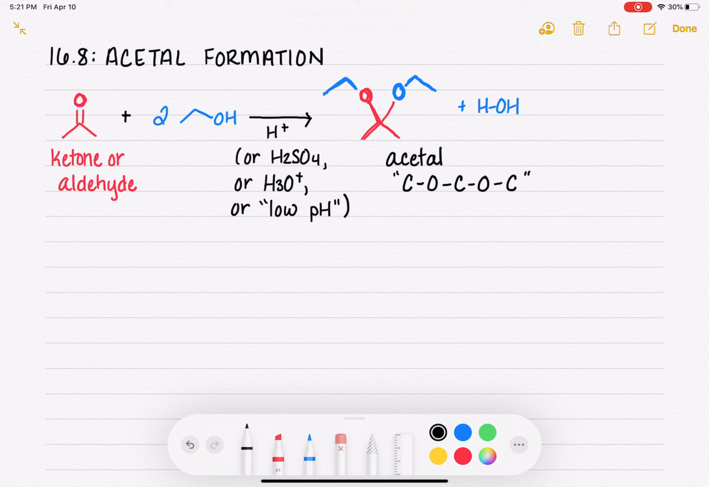The other possibility for this type of reaction, we're going to use the same ketone or aldehyde again. Again, this would be either a ketone or an aldehyde. Our other possibility is that we react with only one alcohol instead of two. Same conditions, so we have acid catalyst, and you could see it in any of those ways, H2SO4, H3O+, low pH, whatever. When we come to the products over here, same thing.